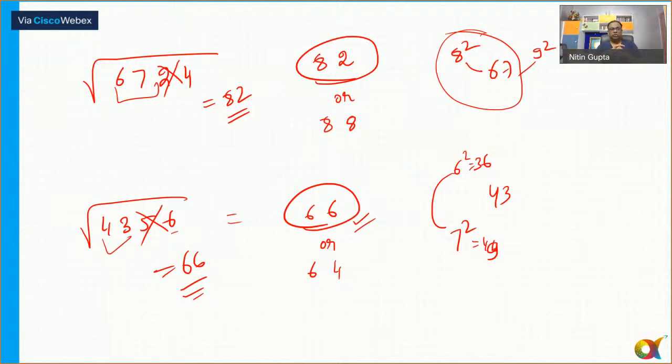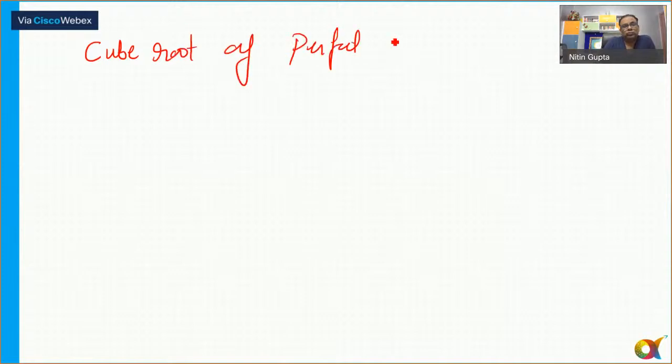All right. So let's move ahead. Let's move to how to find the cube root of a perfect cube. Now, you should remember the cubes of the first 10 natural numbers. If you know the cubes of the first 10 natural numbers, you can easily find out the cube root of all the natural numbers starting from 1 to 100. And that is more than sufficient.